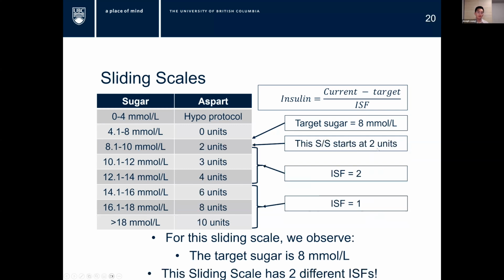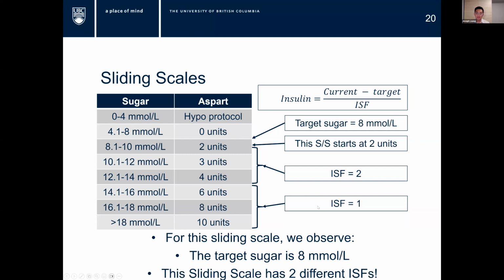Now I'm going to present to you a different sliding scale here. And in this particular sliding scale, there is actually an inflection point. So initially, that dose of insulin goes up by 1. So 2 units, 3 units, 4 units. But above 14 millimoles of glucose, it goes up by 2. So 4, 6, 8, 10. So this is very interesting.